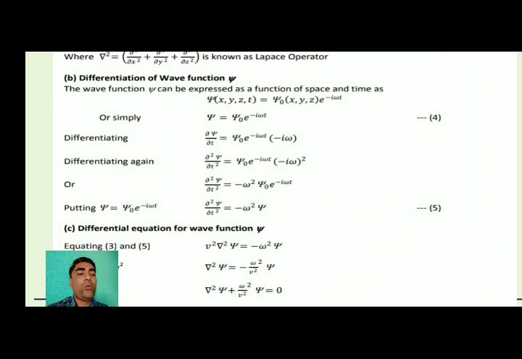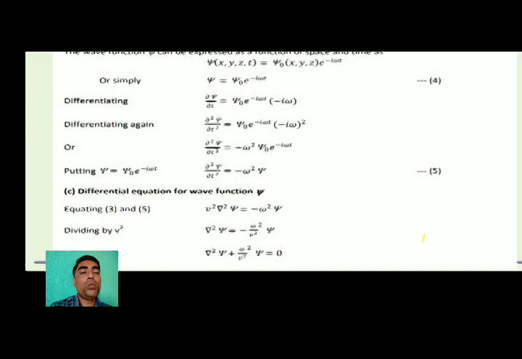this v² ∇²ψ becomes −ω²ψ. If we take this v² to the right side, then this becomes ∇²ψ = −(ω²/v²)ψ. And if we take this term to the LHS, then this second order differential equation becomes ∇²ψ + (ω²/v²)ψ = 0.